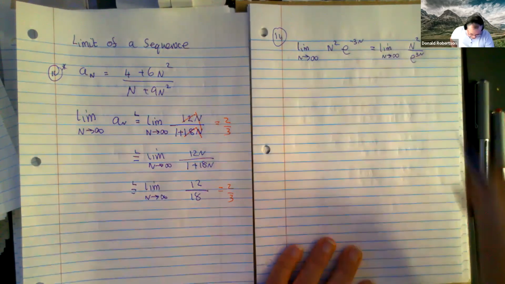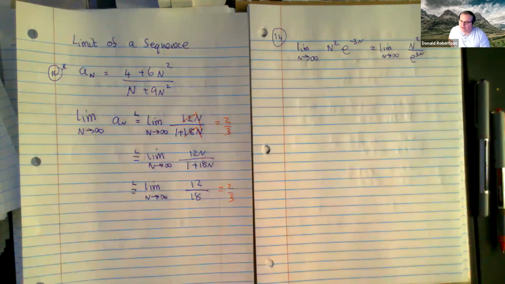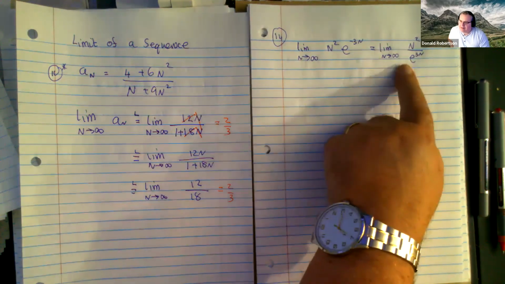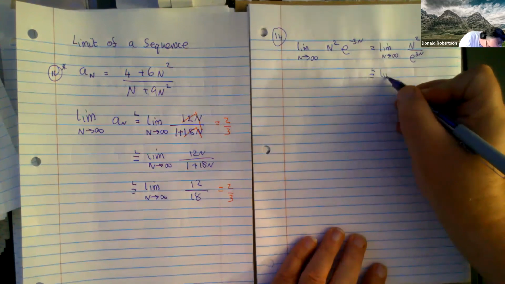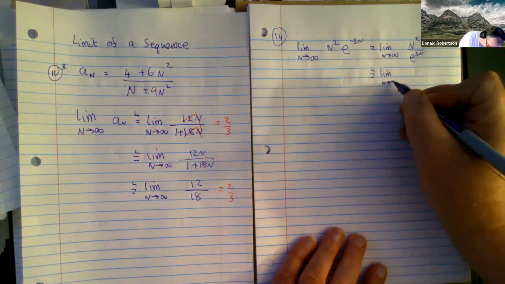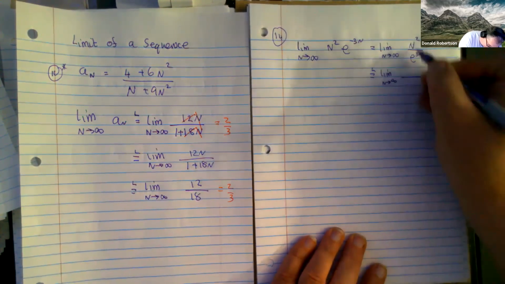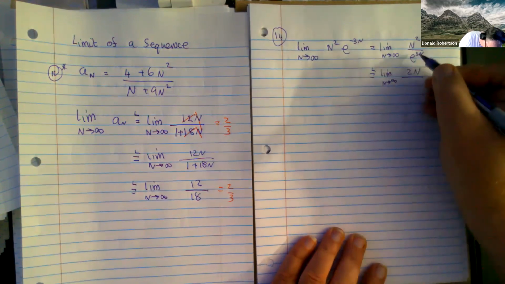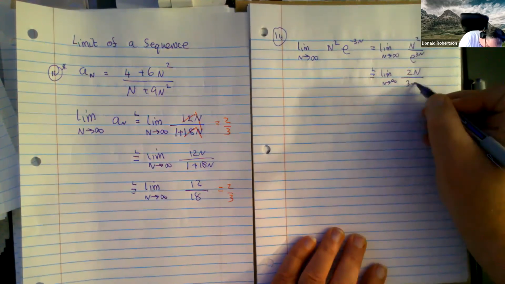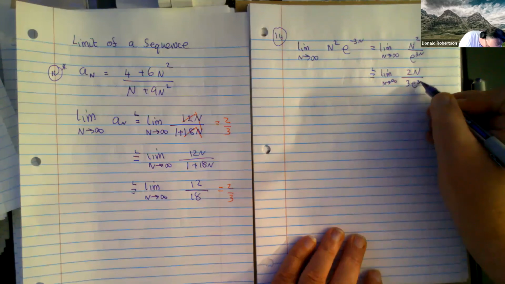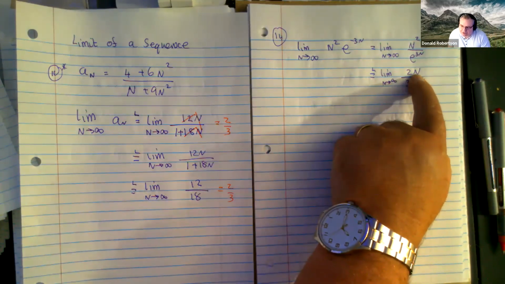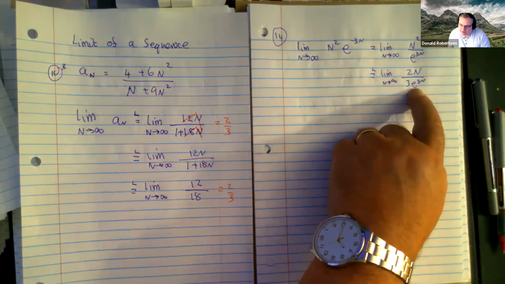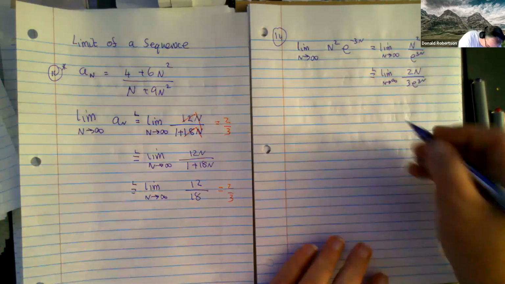Are you comfortable that a negative power can come downstairs? You see the algebra? Now, when you have a fraction, you can then differentiate. That gets you 2n, and this guy gets you 3 times e to the 3n. Now, if you plug infinity in, you get 2 infinities is still infinity. Infinity in the bottom means we can't use it yet.